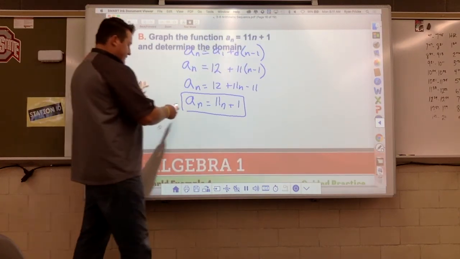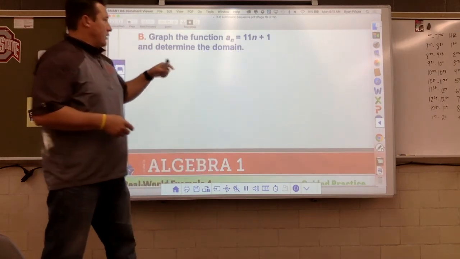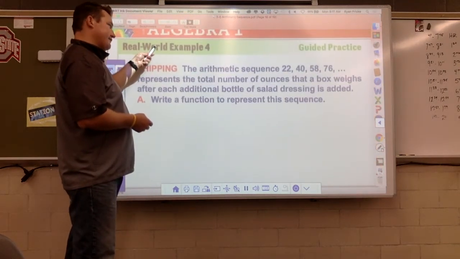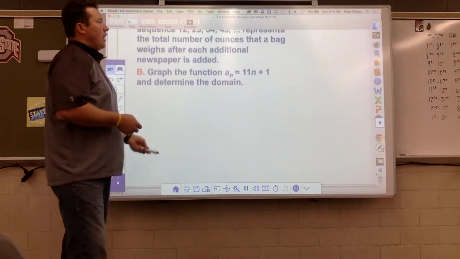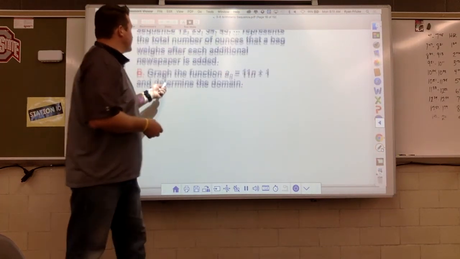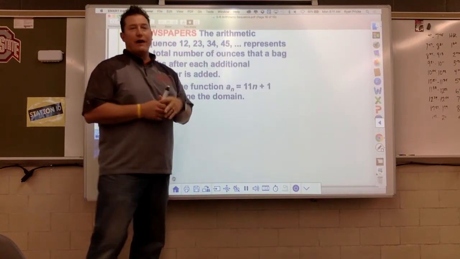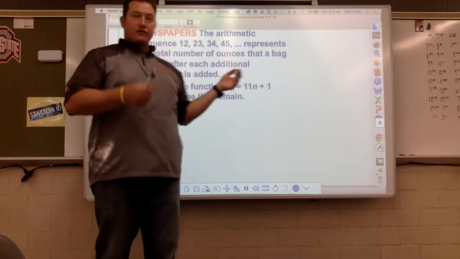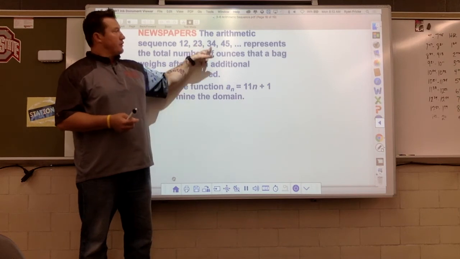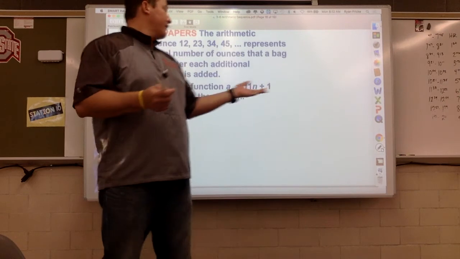I'm sure we could graph it, guys. I don't really, again, it doesn't say, does it tell me how many terms to graph? It sure doesn't, okay? Again, the first term on this one, right, we figured out was 12, second term 23, third term 34, fourth term 45. Those are going to be your ordered pairs. So 1, comma 12, 2, comma 23, 3, comma 34, 4, comma 45. Those are your 4 points to graph.